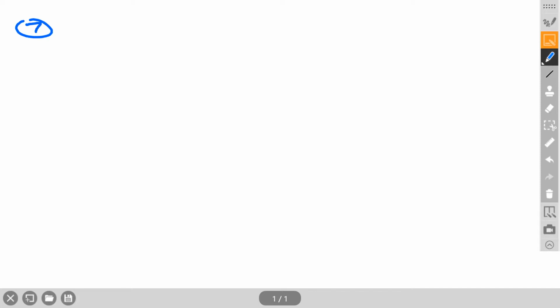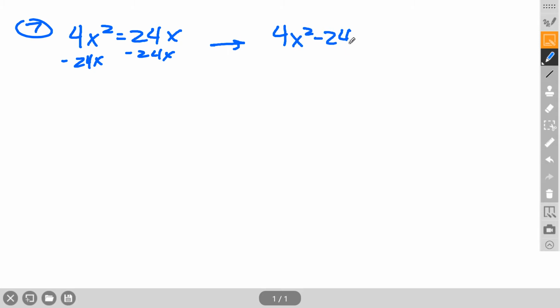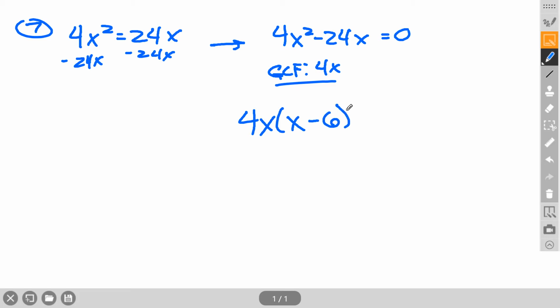All right, number 7. Numbers 7 through 14 say to find the roots by factoring. So first set the equation equal to 0. So let's get this 24x on the other side. So we got 4x squared minus 24x equals 0. Let's factor out the GCF. GCF is 4x. So 4x comes out. We're left with x minus 6 equals 0.